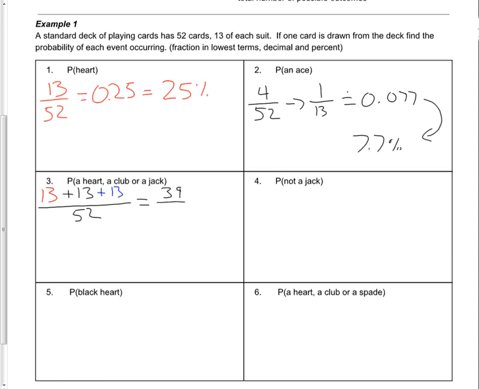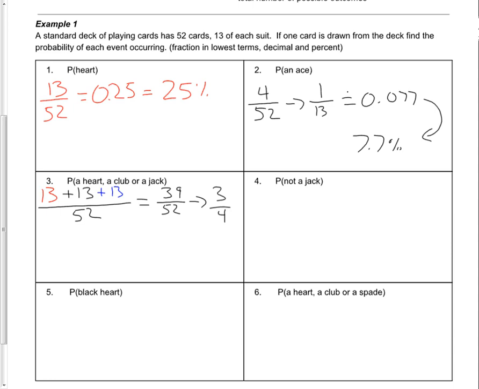out of 52, which is the total number of hearts, clubs, and jacks that I could potentially pull. If I put this into a fraction in lowest terms, it actually ends up being 3 over 4, because both of those numbers are divisible by 13.